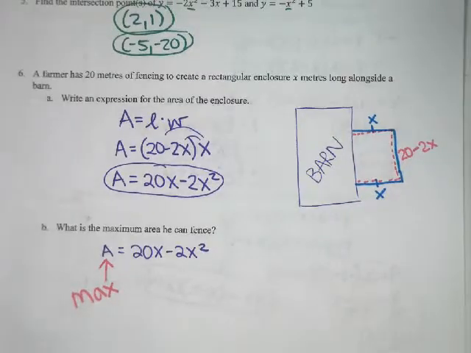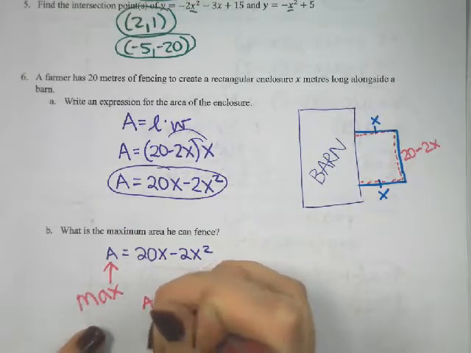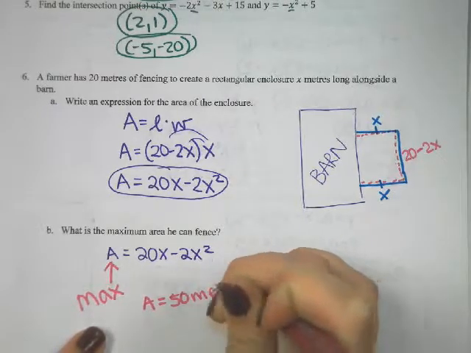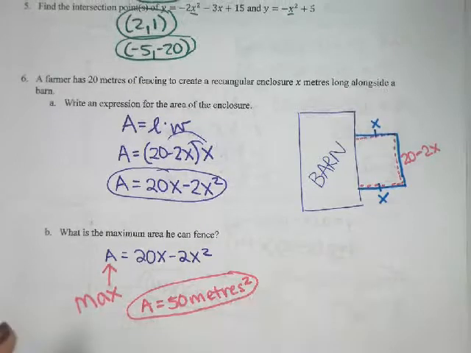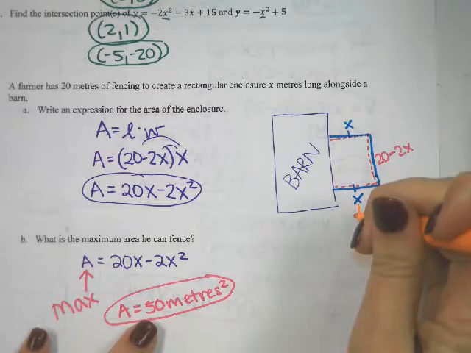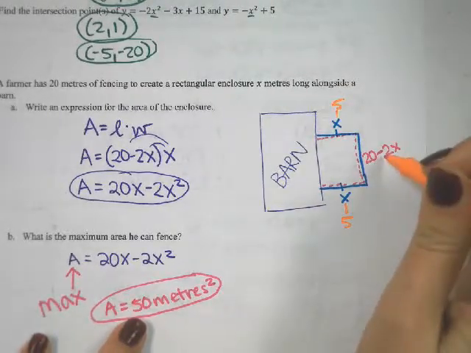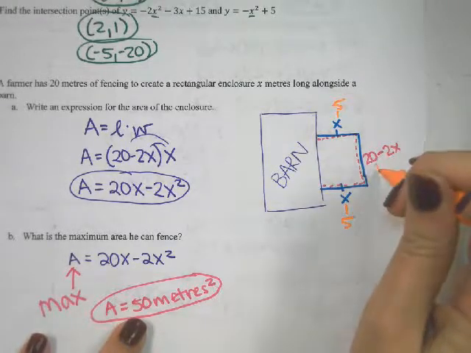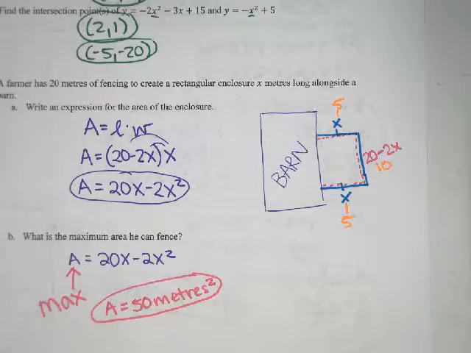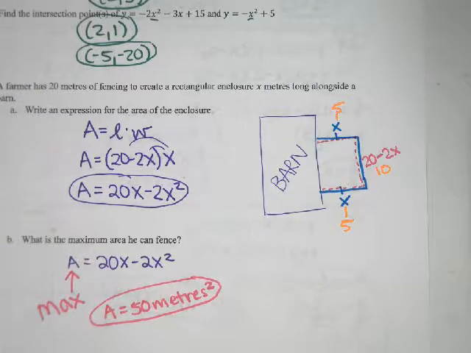So what is the maximum area he can fence? Well, 50 would be the maximum A. In this case, we are in meters, so 50 square meters. His best bet, the best thing he could do to make the most area, would be to make x 5. And that would end up making this 20 minus 2 times 5, 20 minus 10, which is 10, and he would enclose an area of 50. Everything different than 5 makes a little bit smaller area.